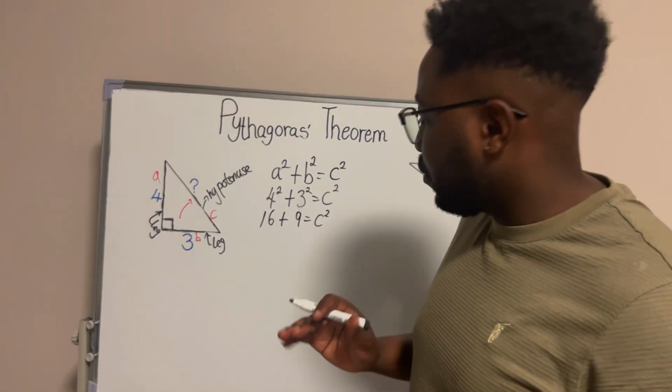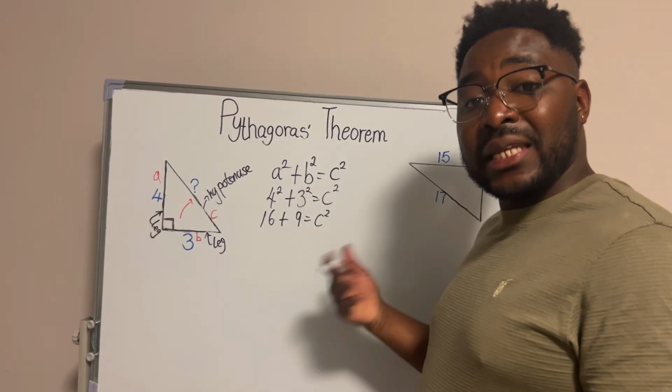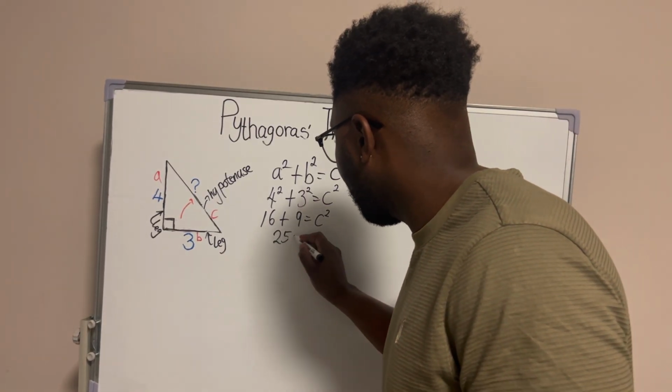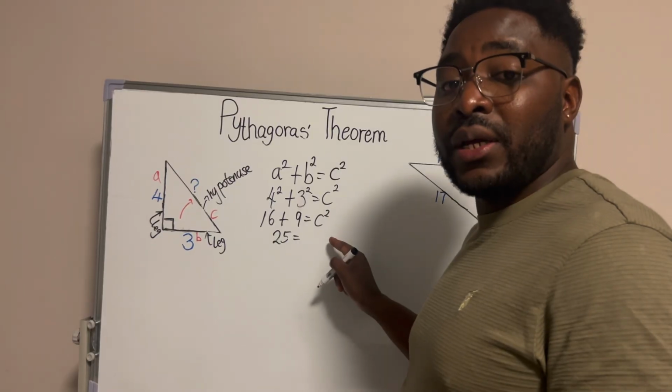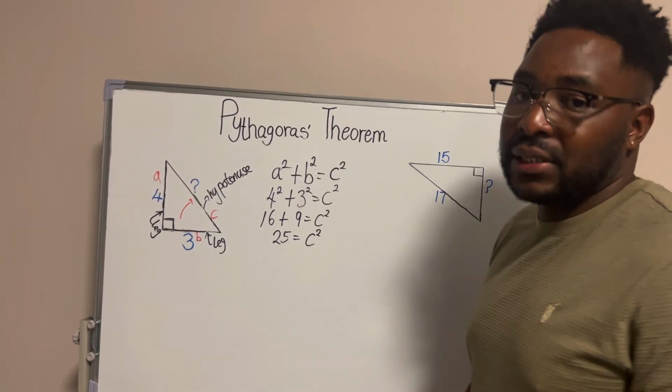So now let's try to solve the left side of our equation. 16 plus 9 gives us 25 equal to our C squared over here. We just leave it, or rather write it like that, as our C squared.